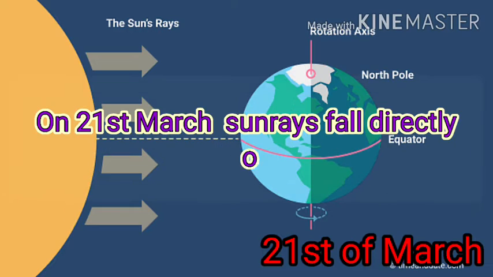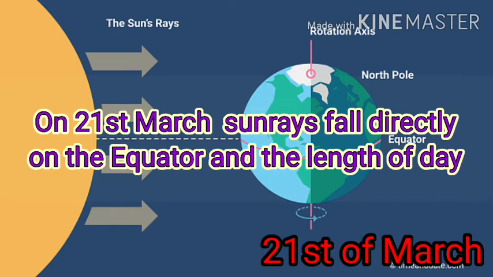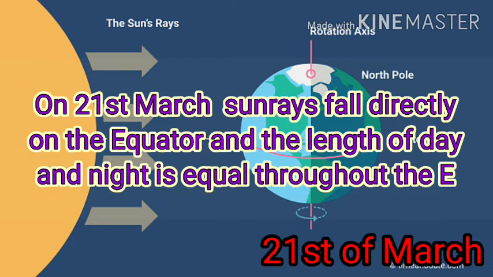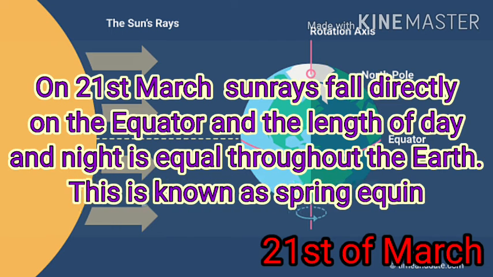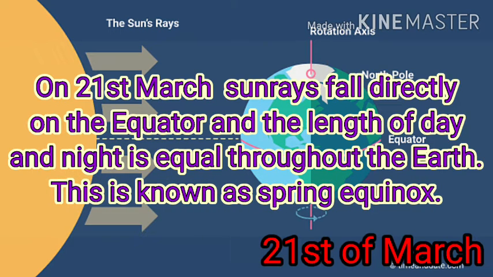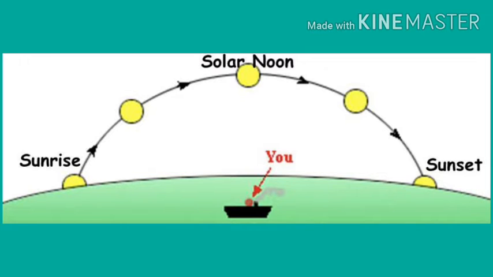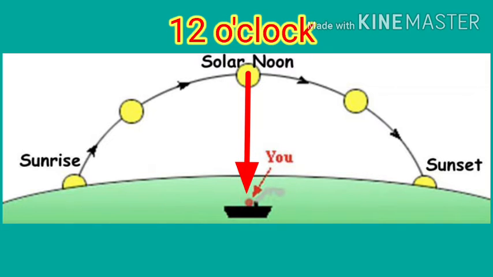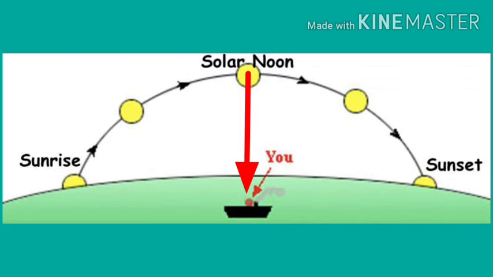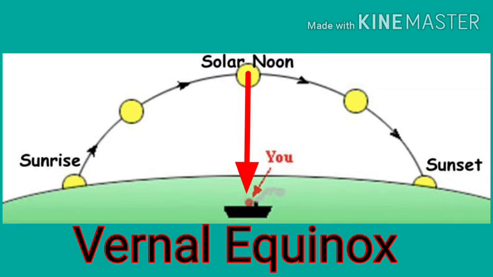On 21st of March, sun rays fall directly on the equator and the length of day and night is equal throughout the earth. This date is known as spring equinox. On this date, the sun shines directly overhead at 12 o'clock in the afternoon. That's why it is also known as vernal equinox.